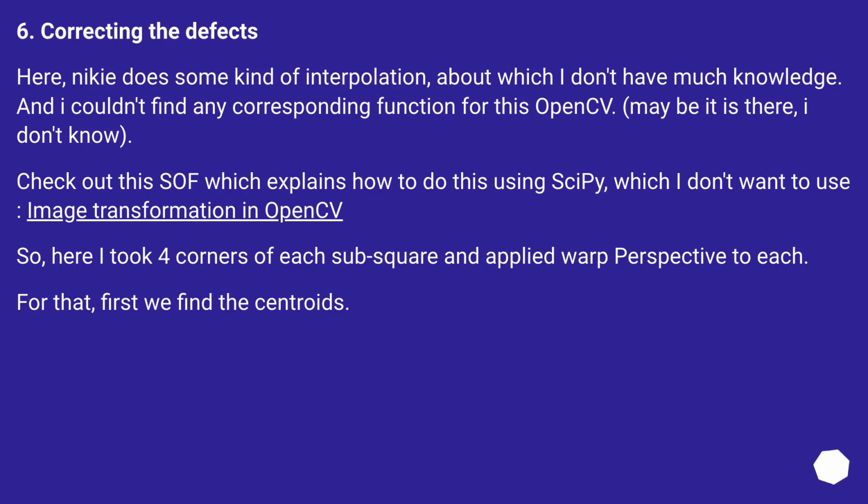Six. Correcting the defects. Here, Nikki does some kind of interpolation, about which I don't have much knowledge. And I couldn't find any corresponding function for this in OpenCV. Maybe it is there, I don't know. Check out this soft which explains how to do this using SciPy, which I don't want to use, image transformation in OpenCV. So, here I took 4 corners of each subsquare and applied warp perspective to each.